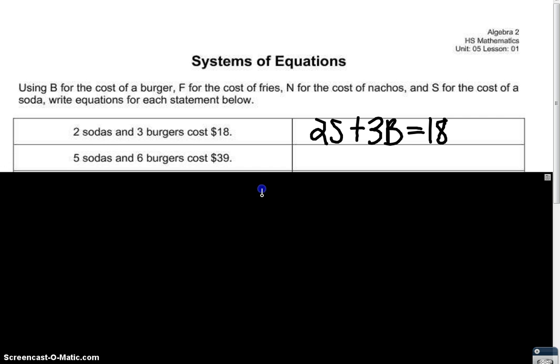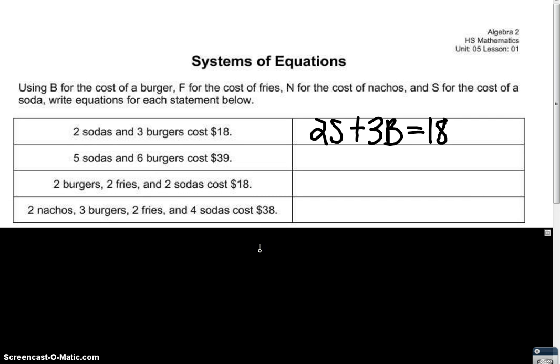Now let's look at the next one. I've got 5 sodas and 6 burgers, and it cost me $39. So I should have 5s plus 6b equals 39.